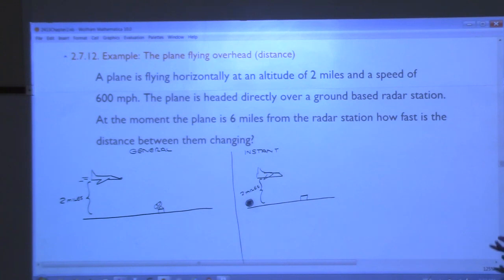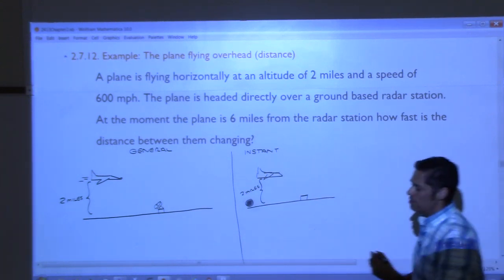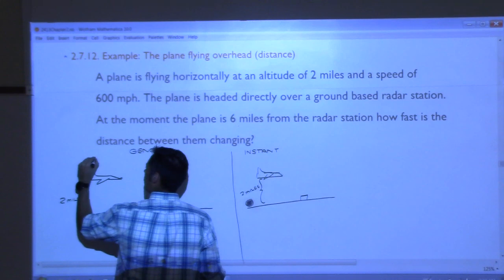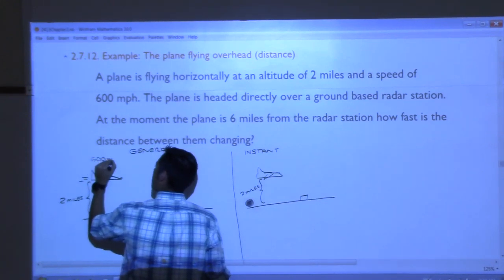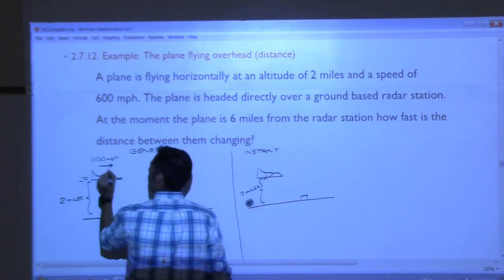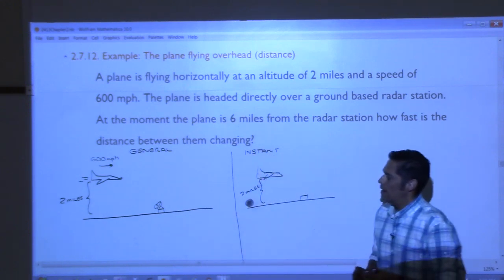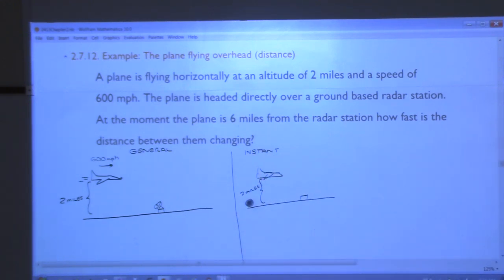Okay, so the 600 miles per hour is not a length of anything, right? It's just representing how fast the plane is moving. So why don't I do this? Just above the plane, I'm going to put 600 miles per hour, with an arrow like that, just to keep us thinking that this plane is in motion, all right?